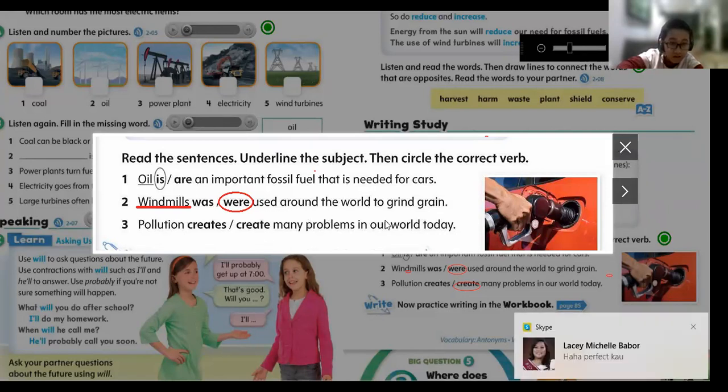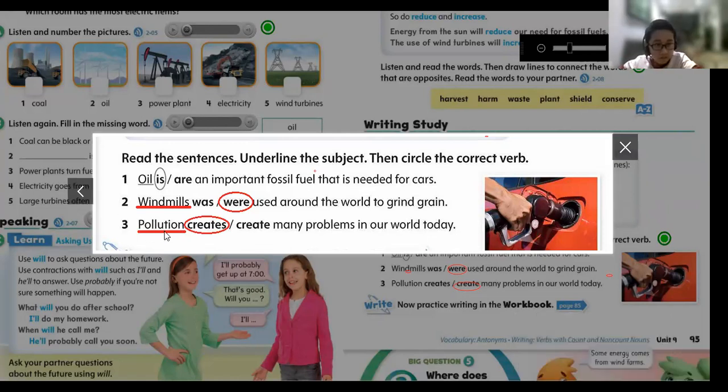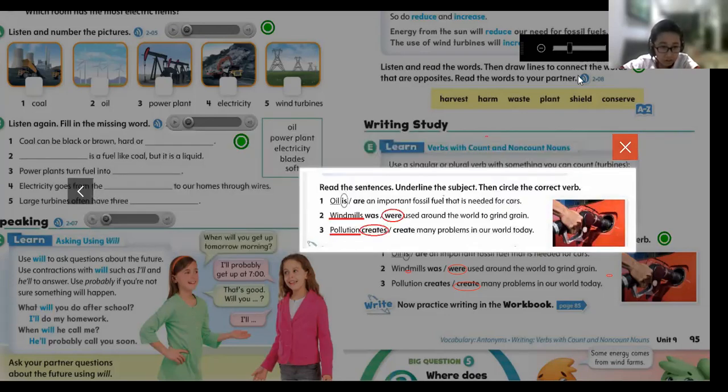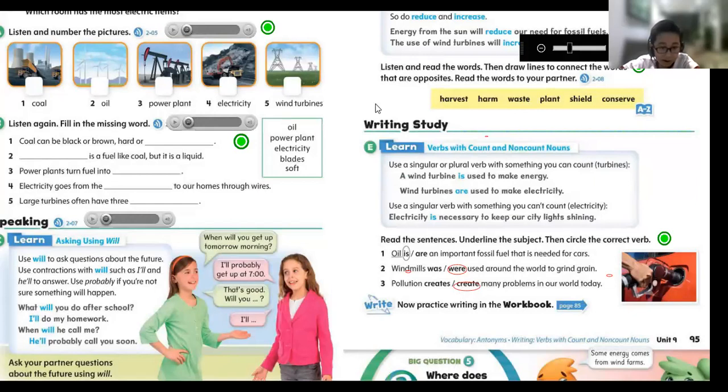Pollution creates many problems in our world today. It creates, because again, this is a non-count noun. You cannot count pollution. It's not plural. Pollution creates. So it's not create. Okay, is it clear? That is clear.